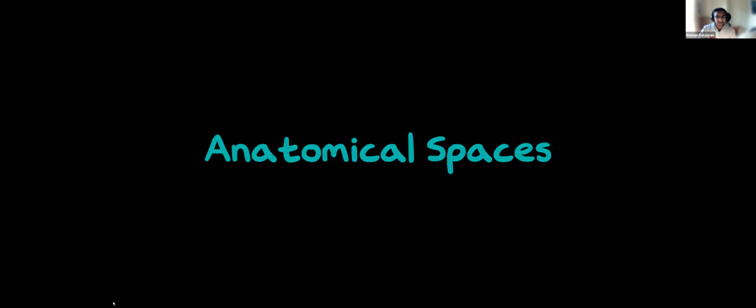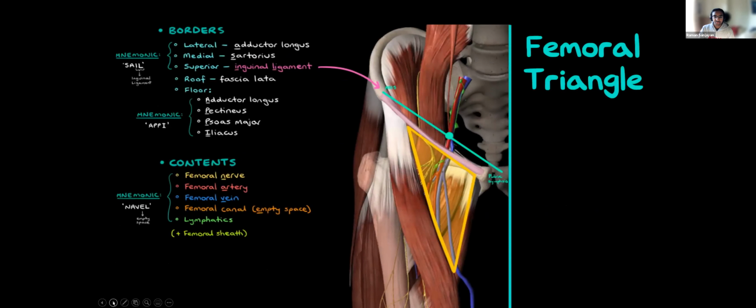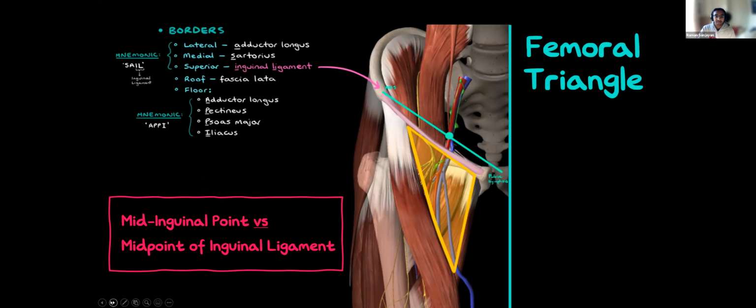Finally, I just thought of a small high yield point to share with you, which is the femoral triangle. Of all the spaces to know, this is the most important. Instead of memorizing everything, you can think logically about what passes through this area: femoral nerve, femoral artery, femoral vein. Or you can memorize them, that's fine, and there are a bunch of different acronyms. The main thing I wanted to bring up, which is a point of confusion but important to remember for next year as well, is the mid-inguinal point versus the midpoint of the inguinal ligament. Two clinically important things to remember.